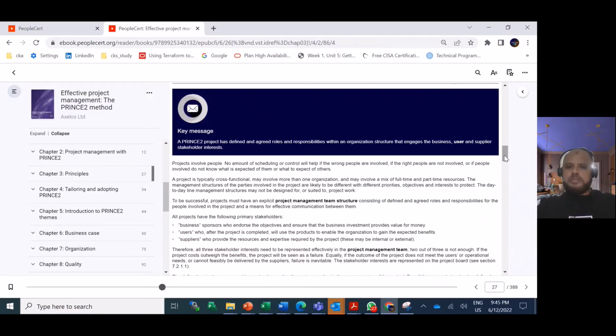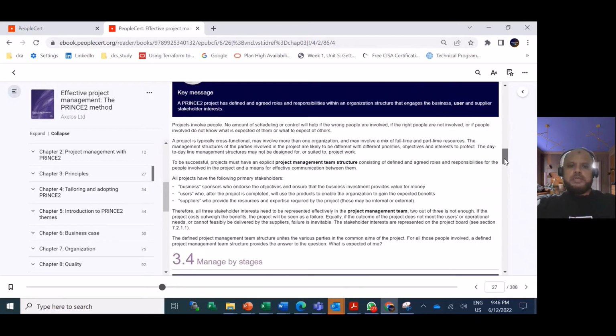For the project to be successful, you must have a project management team structure consisting of agreed roles and responsibilities for the people involved in the project. All projects have three primary stakeholders. One is the business, who sponsors or endorses the objective and ensures that the business investment provides value for money. Users, who after the project is completed will use the products to enable the organization to gain the expected benefits, as I mentioned earlier. And the suppliers, who will provide the resources and expertise required by the project. Therefore, all three stakeholder interests need to be represented effectively in the project management team. Two out of three is not enough. If the project cost outweighs the benefit, the project will be seen as a failure.